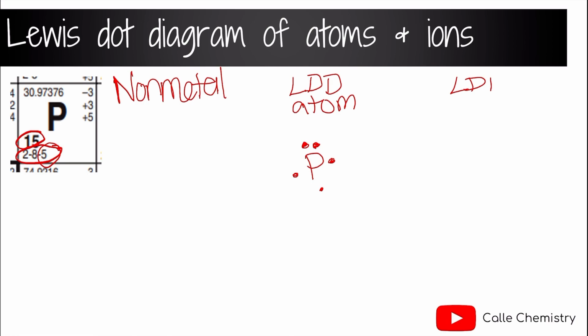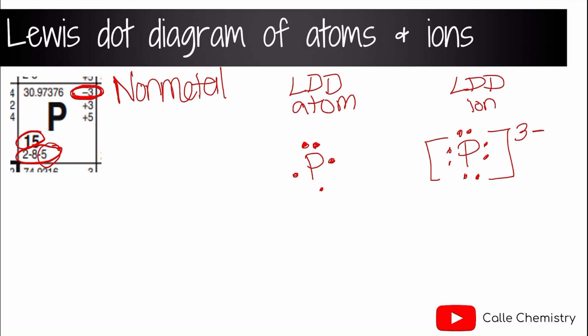So the LDD for phosphorus is going to be like this. It's going to have 8 dots around it after it gains 3 electrons. Brackets, do not forget your brackets. And a charge of 3 minus. And that is also the first charge that we see on the top right. Now the reason that it's 3 minus, it gained 3 electrons, and each electron is a -1 charge.